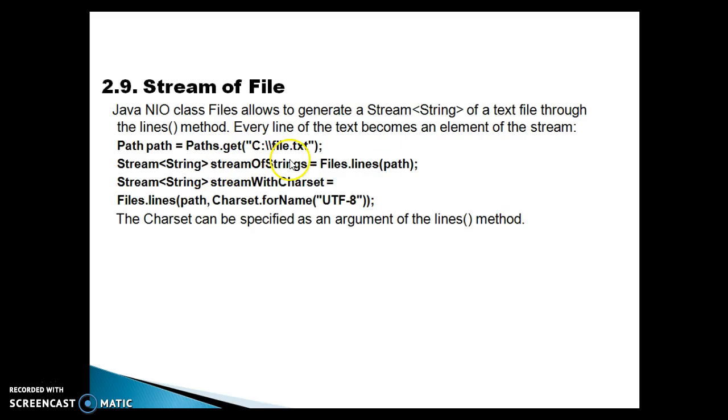Now you get the stream of strings, and you can iterate over it and get the content of this file. The second lines method is an overloaded one, which accepts the first parameter as the previous one, just the path, and as the second parameter you can pass a charset like UTF-8 or UTF-16. The charset can be specified as an argument of the lines method.